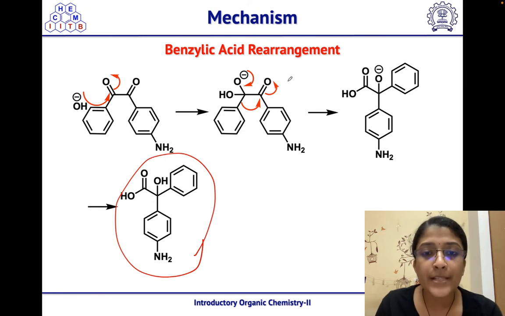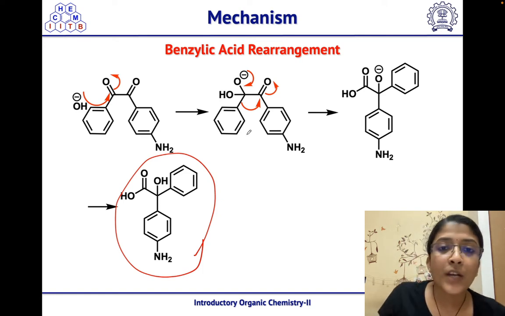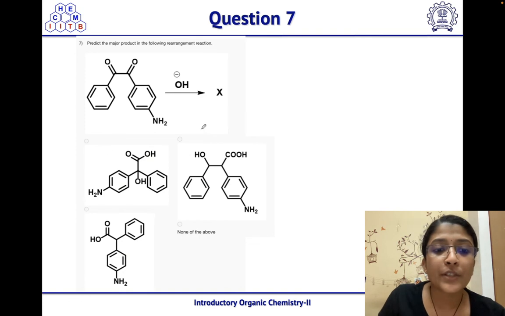Is the mechanism of benzilic acid rearrangement clear? Any doubt regarding the mechanism? No, ma'am. Okay. So coming back to the question, these were the options that were given to us. The final product that we will be getting according to the benzilic acid rearrangement mechanism is option A.